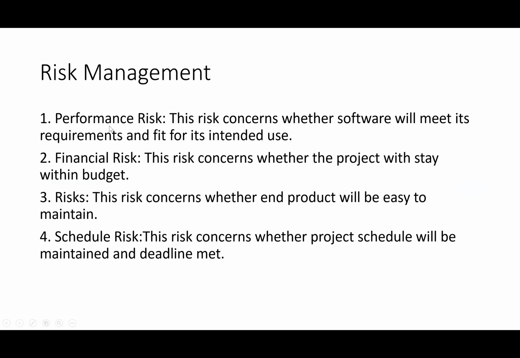So going into the risk management for this project plan, these are the categories of the risks that were agreed upon. So a performance risk. This risk concerns whether software will meet its requirements and fit for its intended use. So this is a really big thing, making sure that the software meets all the requirements that the customers and engineers agree upon. Then we have the financial risk concerning staying within the budget.